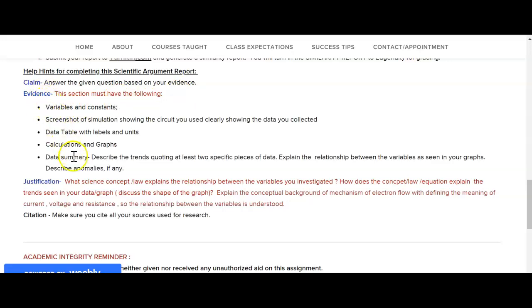Under evidence, you need to have all of this, just like your mystery medium. So independent variable, dependent variable, and constants. The screenshot of the simulation showing the ammeter and voltmeter data. Okay, don't just crop the circuit portion alone. We need to see the data as well. Data table: label it correctly as voltage, current, resistance, and give the appropriate units. Make sure you record the data with the correct significant figures. Don't round off numbers.